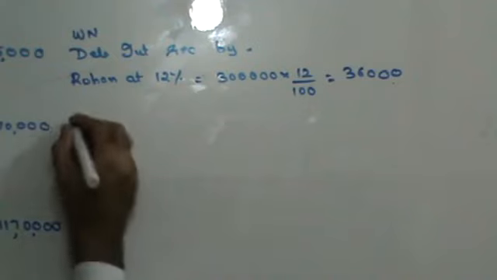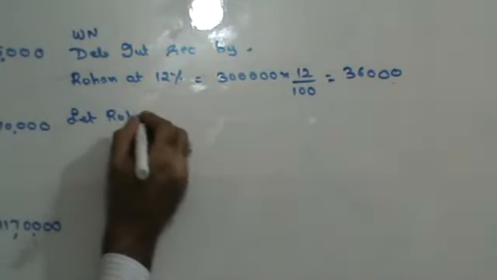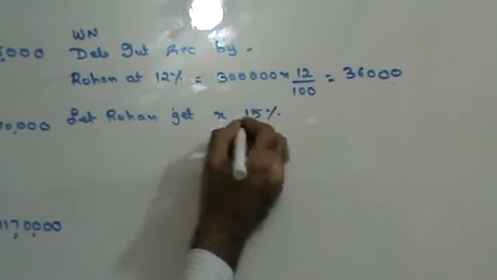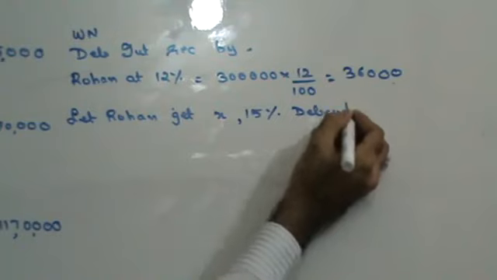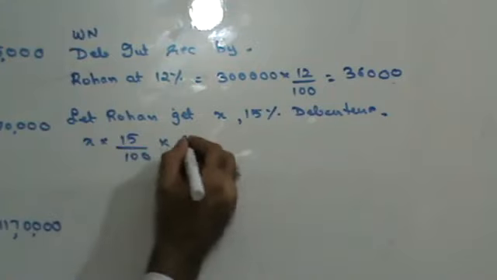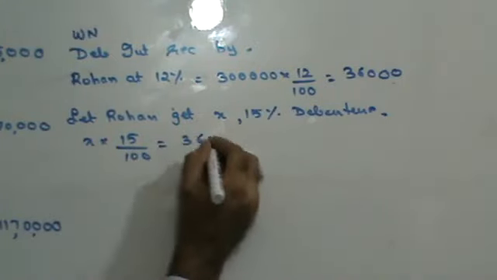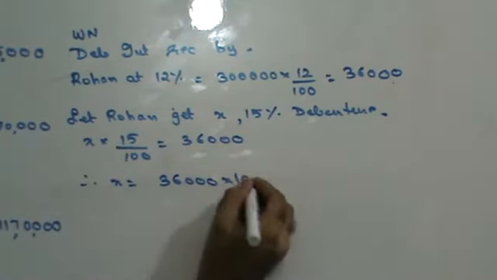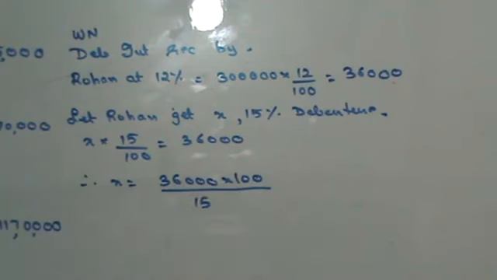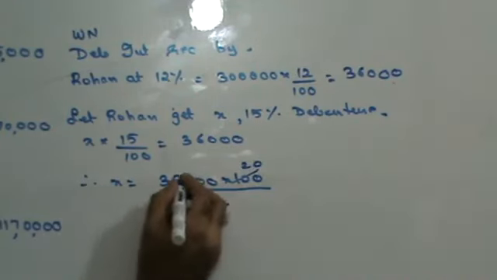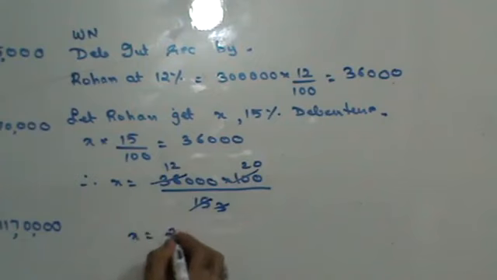Let Rohan get X 15% debentures. That means X into 15% should give you the same amount of interest. X is going to be 36,000 into 100 divided by 15, right? So this is 20s are, this is 3s are, this is 12s are, 2,40,000. That means he is going to be given debentures of 2,40,000.